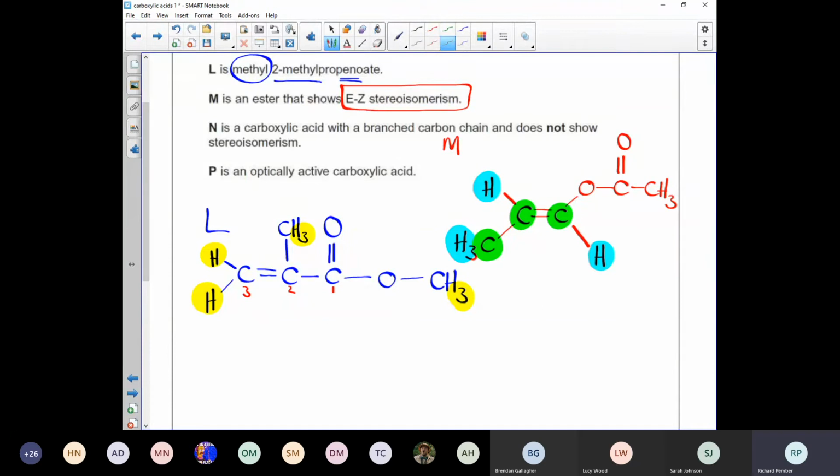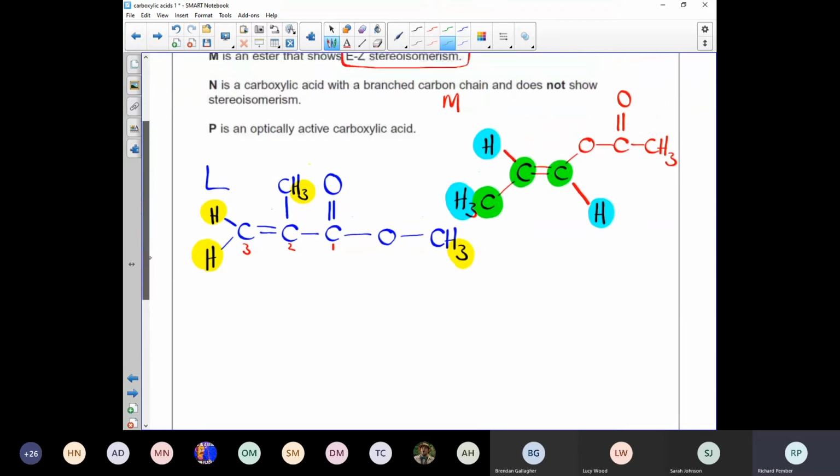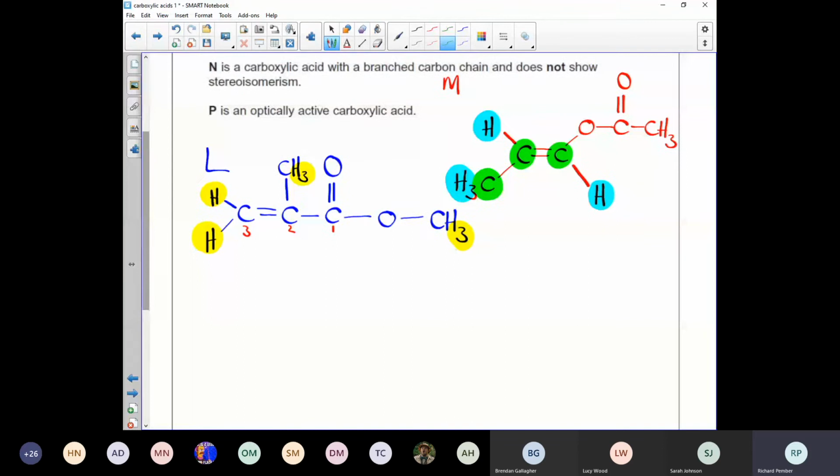N, I'll do this in green. So this is a carboxylic acid with a branched carbon chain. Doesn't show stereoisomerism. Okay, right. So I'm just going to crouch down to do this. So good place to start. Put my double bond in.